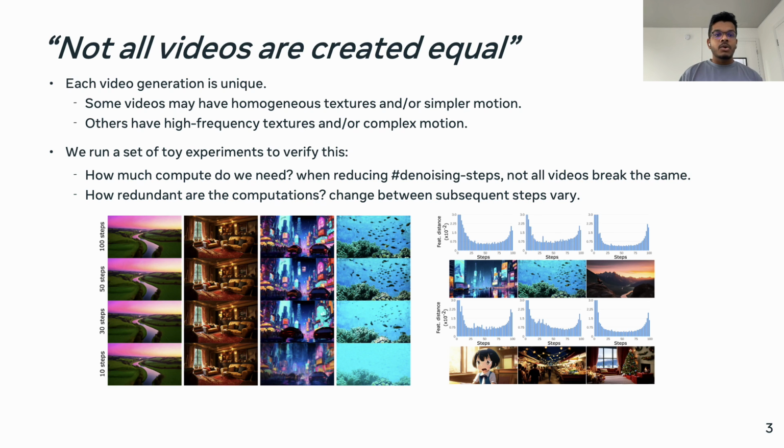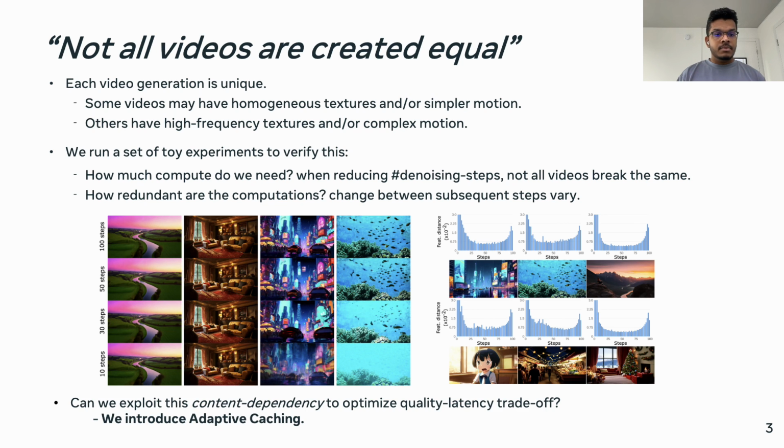We also look at how redundant the computations are among subsequent denoising steps. We see that the feature similarity, although it follows a common trend, is actually unique to each video generation. Meaning, if we are to reuse some of these computations across multiple steps, it better be content dependent. So we ask the question whether we can exploit this content dependency to optimize the quality latency trade-off.